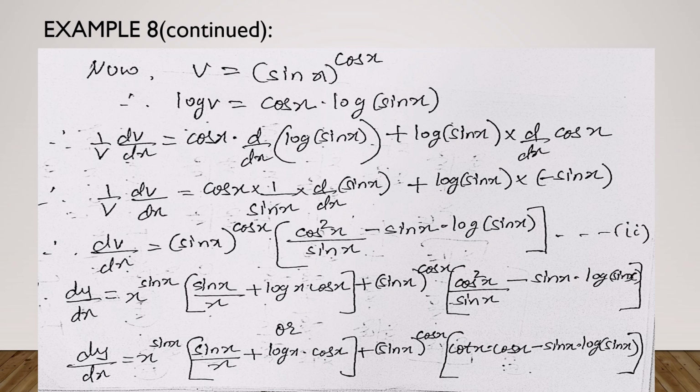Just put the value of dv by dx and du by dx, you will be getting dy by dx, because dy by dx is du by dx plus dv by dx. So the answer is given over here. Dy by dx is equal to x raised to sin x into sin x upon x plus log x cos x plus sin x raised to cos x into cot x cos x minus sin x into log of sin x. This is simple simplification.